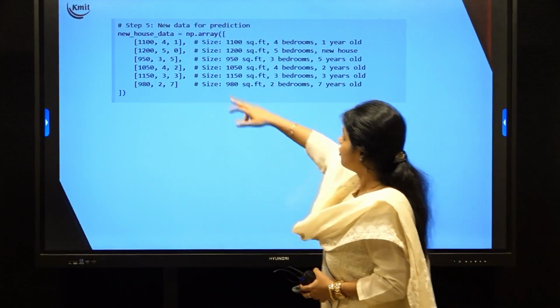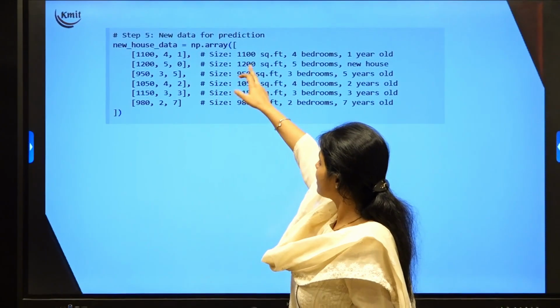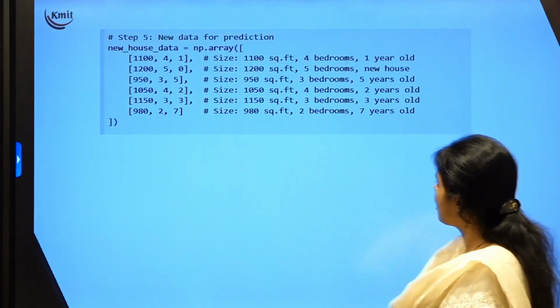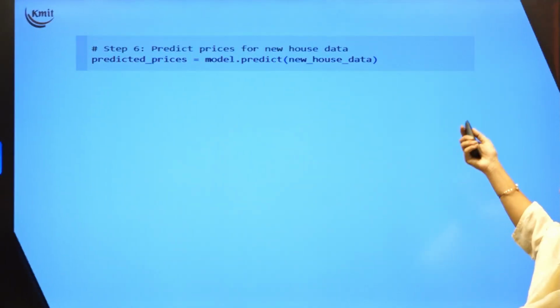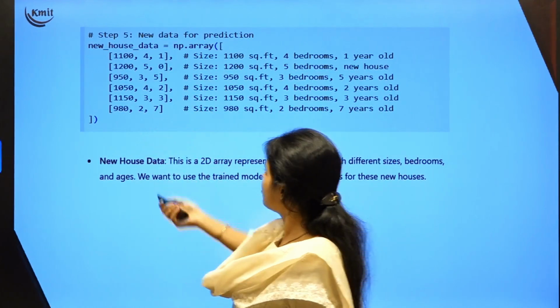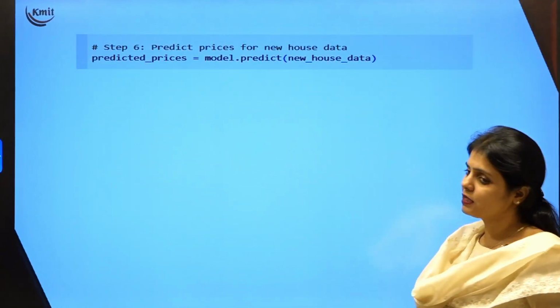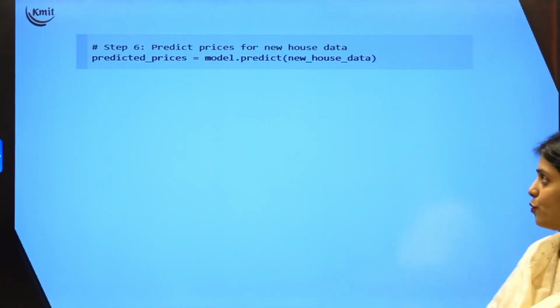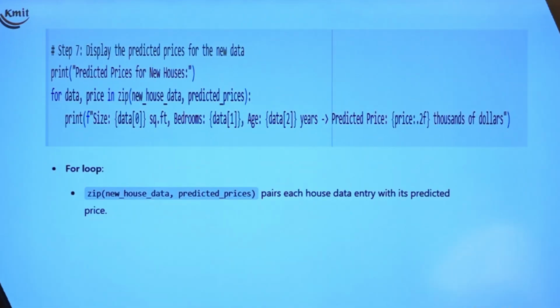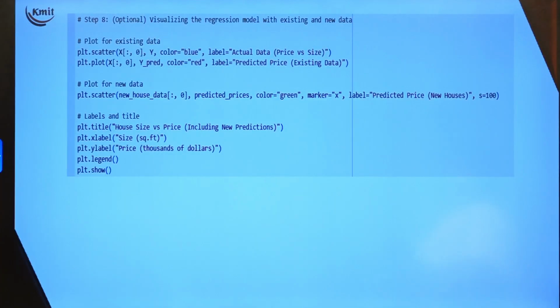I give new house underscore data, np dot array. I am taking different house sizes here, and for these particular house sizes, I want to predict the value of y. So predicted prices is equal to model dot predict of the new house data. New house data is nothing but the new values that I am taking. Now I want to predict the prices for new x values. Once I am done with that, I want to display the prices.